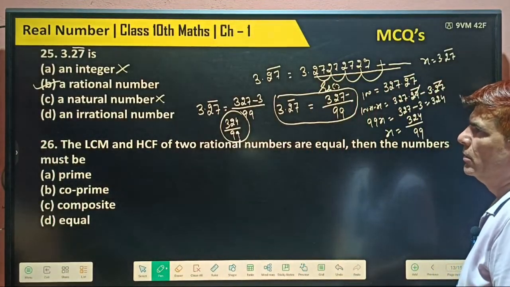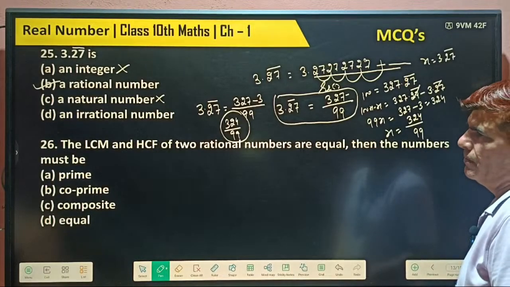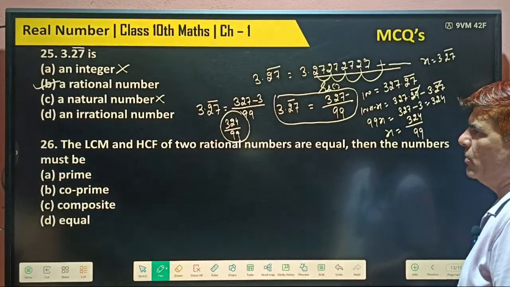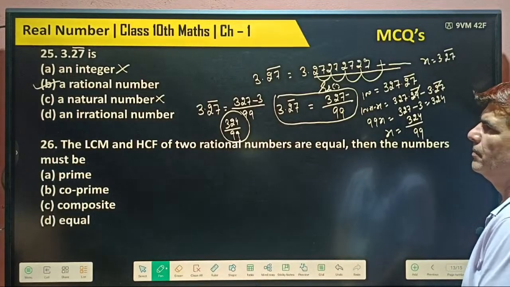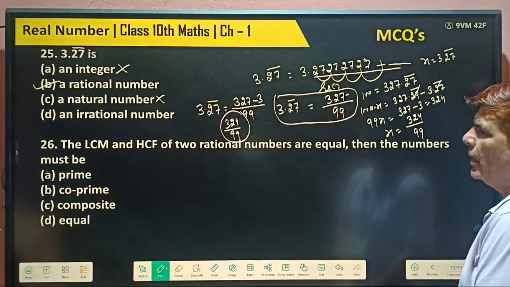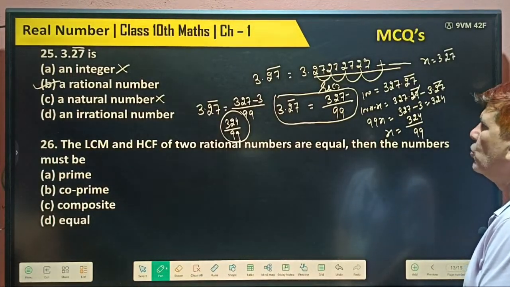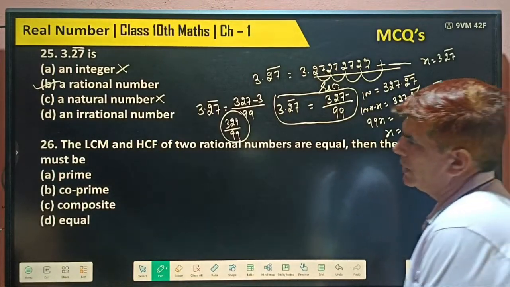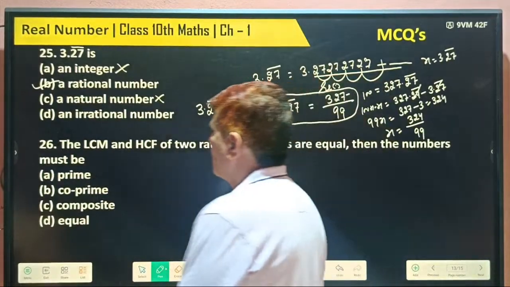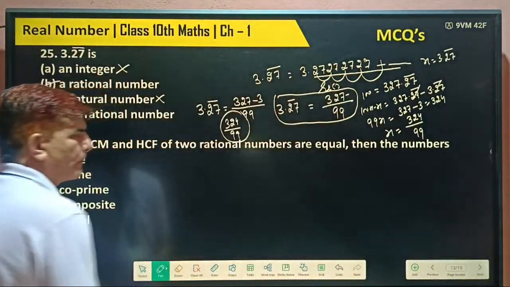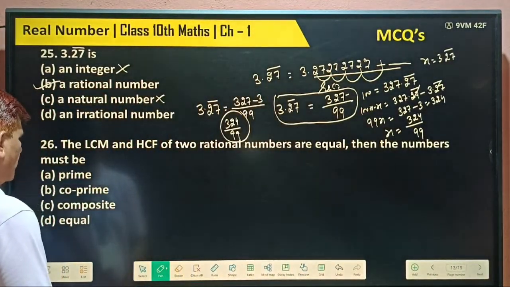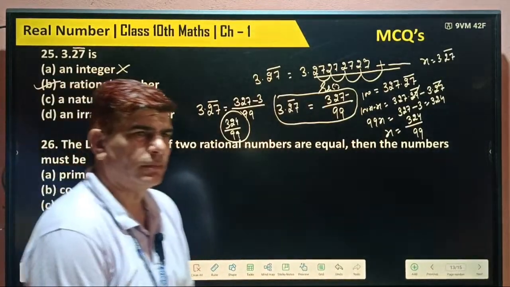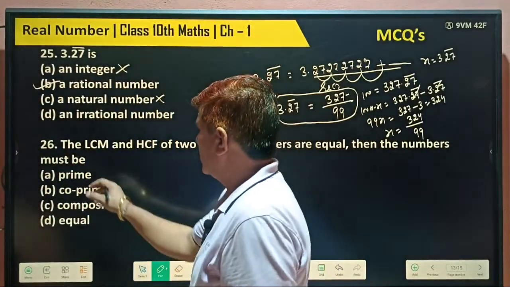Got it? So one more question. The LCM and HCF of two rational numbers are equal, then the numbers must be prime, co-prime, composite, or equal. So each and every definition I can tell.